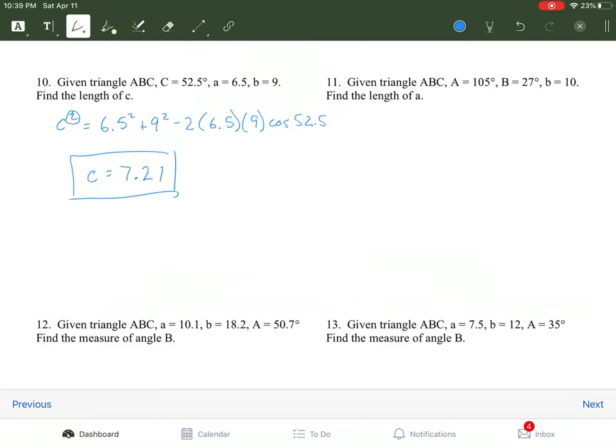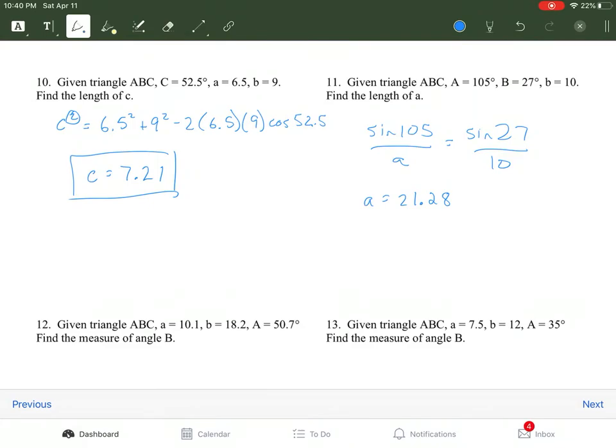Okay, I told you guys at the beginning when we did these problems I needed two things: the setup of the problem, the rest is a calculator question, and the answer. So that's what I need right there. For question number 11, we have angle A, angle B, and side B. So now we have a pair of a side and an angle, so we can use the law of sines. So we have the sine of 105 over A equals the sine of 27 over 10. We cross multiply and solve, and A is going to equal 21.28.